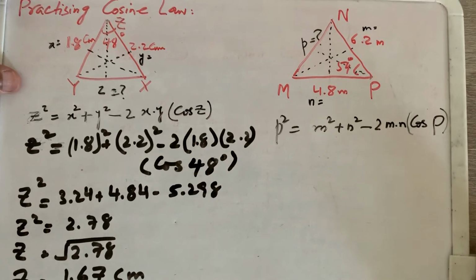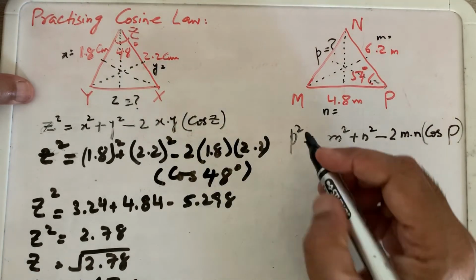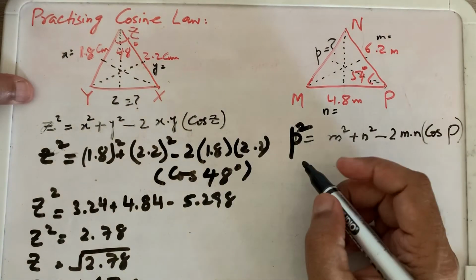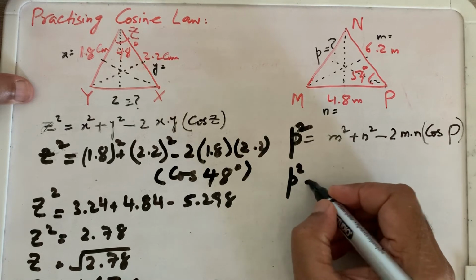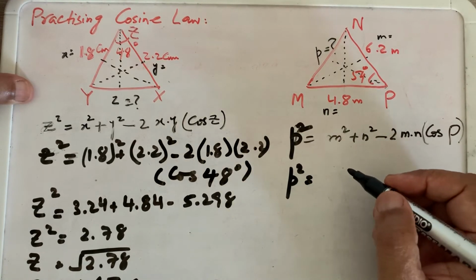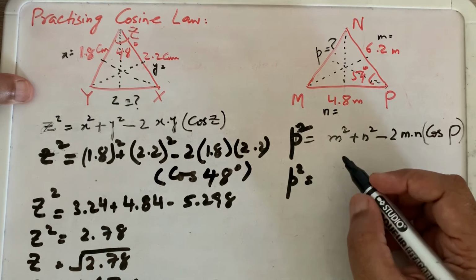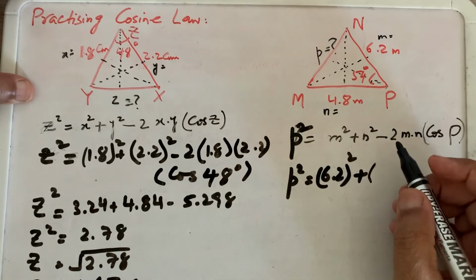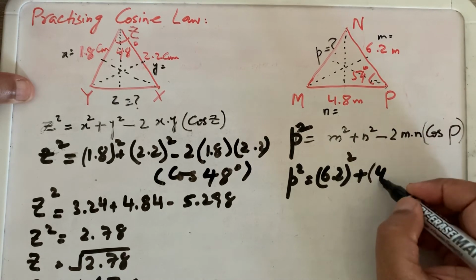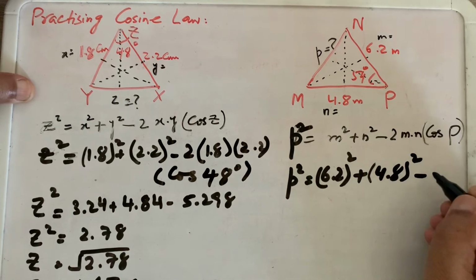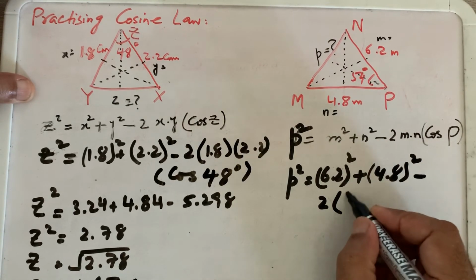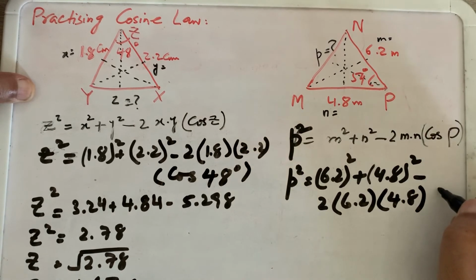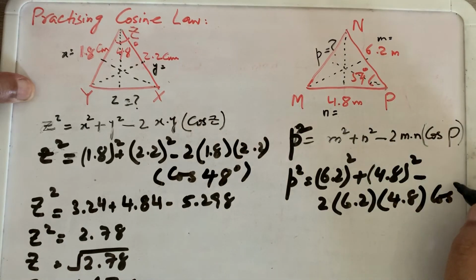And the other triangle, our unknown is the side p, and we start with p square, right? So my p square will be equal to m square, the squares of the two known sides. So what are the two known sides? One is 6.2, right? 6.2 whole square plus n square. What is n? 4.8, right? Whole square minus 2 times m and n, like 6.2 and 4.8, right? Times cos of what? Cos of angle P, which is 54.